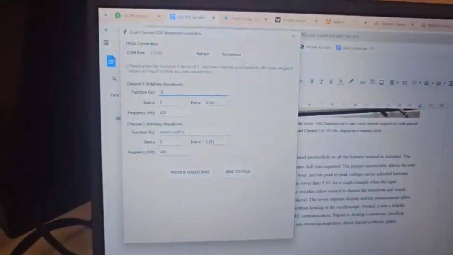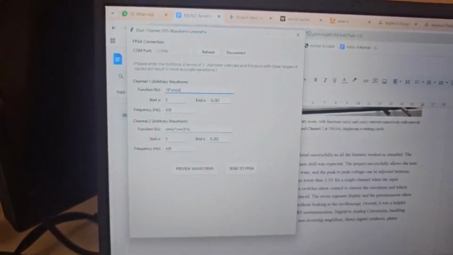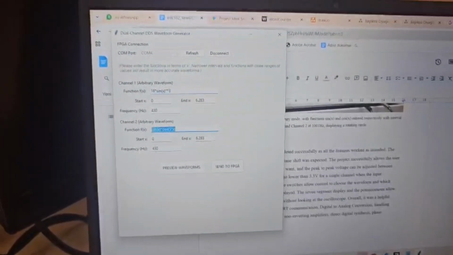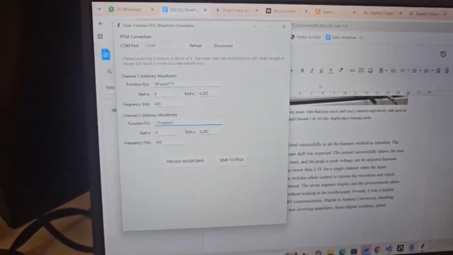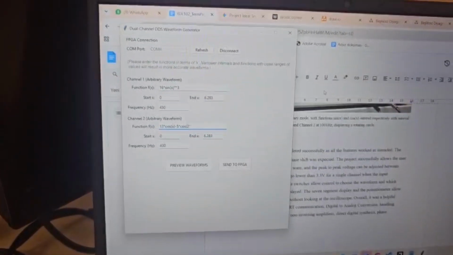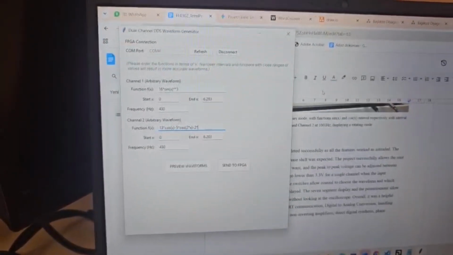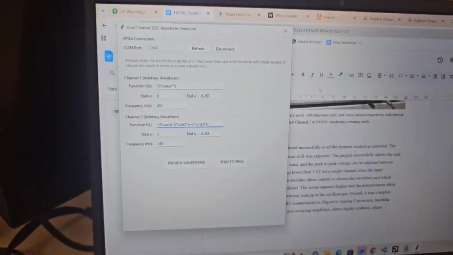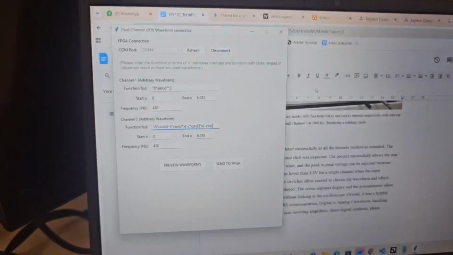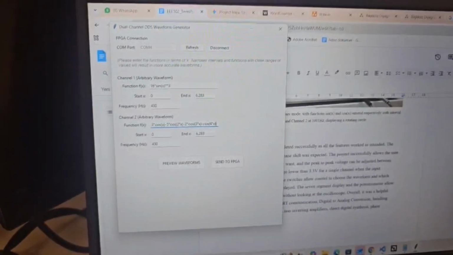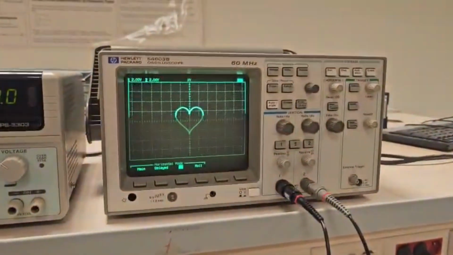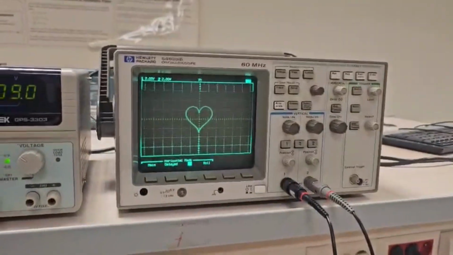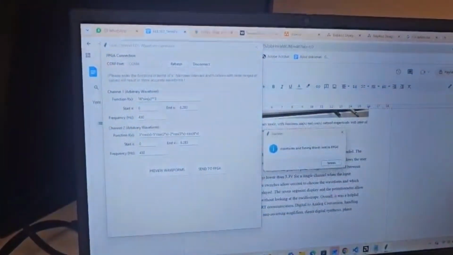And now I'm going to write the equations for the heart shape. 16 times sine cubed x, and here we will have 13 times cosine x minus 5 times cosine 2x minus 2 times cosine 3x and then minus cosine 4x. And as you can see we have the heart shape, and we can also draw shapes that can move around.